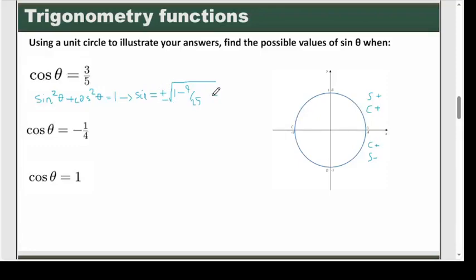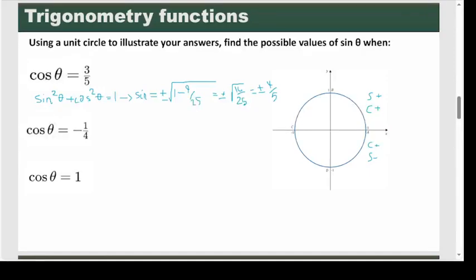So it would be positive or negative. If I do this subtraction, it would be 25 minus 9, which is 16 over 25. That gives me positive or negative 4 over 5.